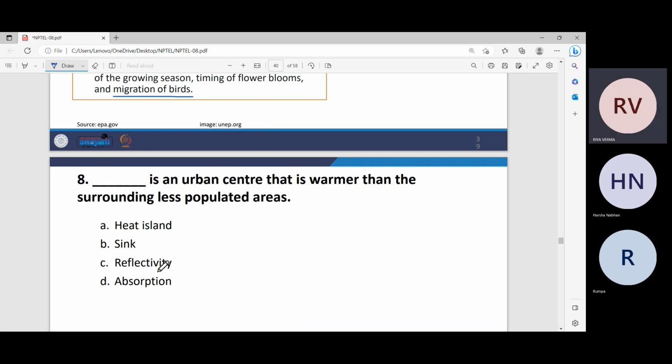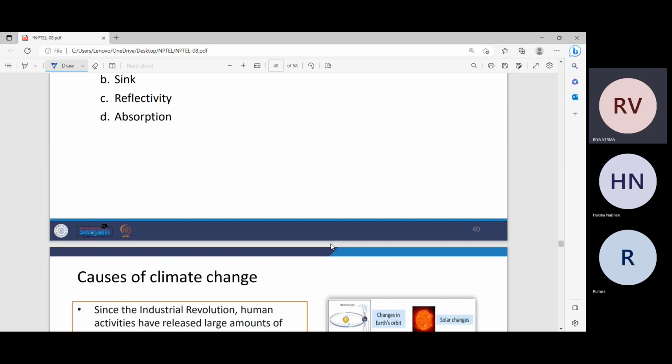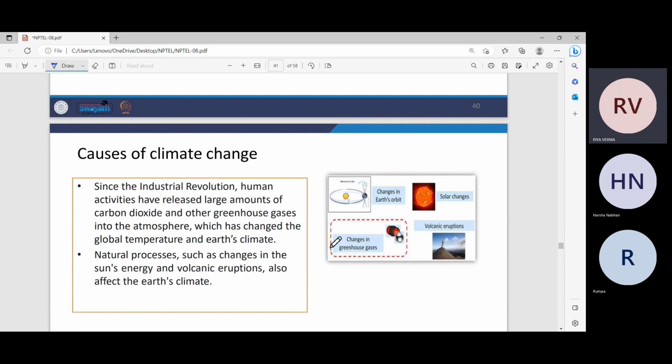Yes, Heat Island, correct. So basically, what is Heat Island? It is found as a byproduct, or it is formed due to the effect of climate change, because since the industrial revolution, human activities have released a large amount of CO2 and other greenhouse gases into the atmosphere. We all know that, and this has led to the change in the global temperature.